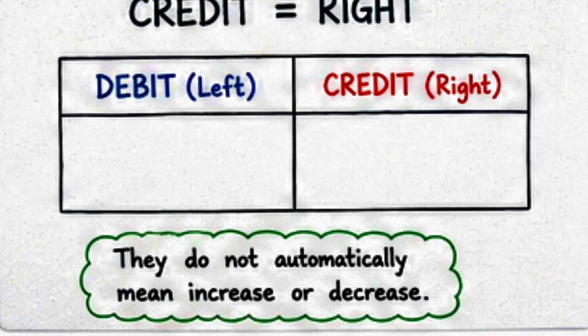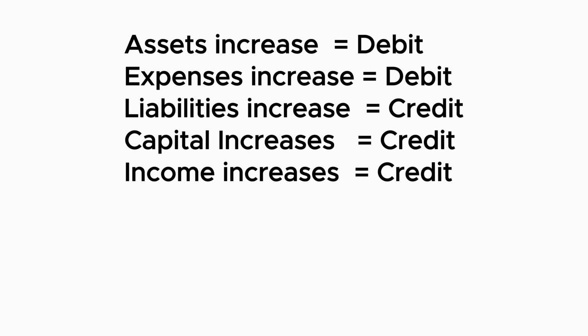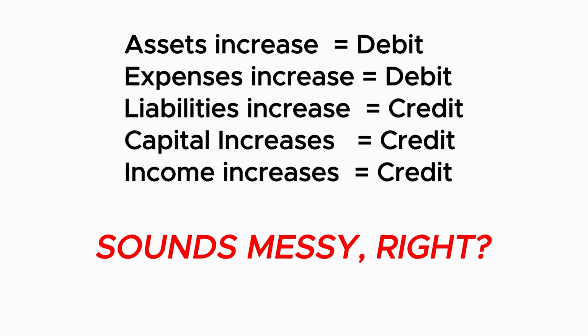Let's make it simple. Assets increase with debit. Expenses increase with debit. Liabilities increase with credit. Capital increases with credit. Income or revenue increases with credit. Sounds messy, right? Here is an easy trick to remember.